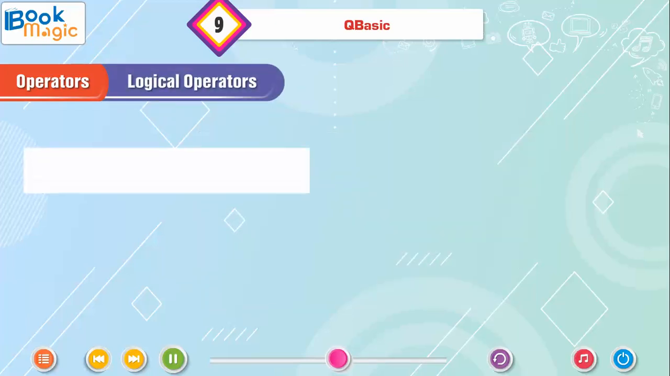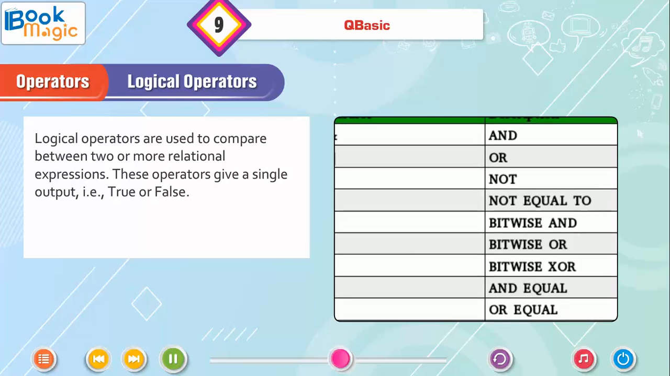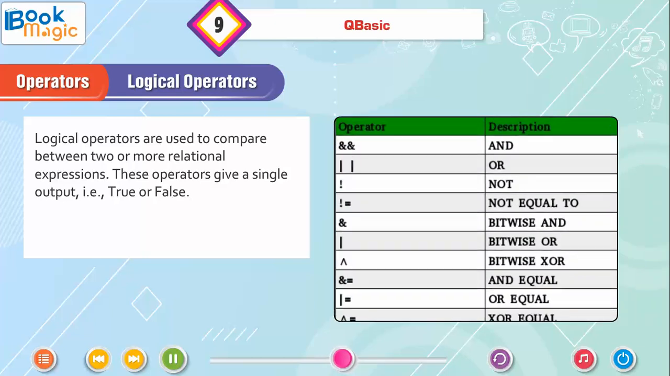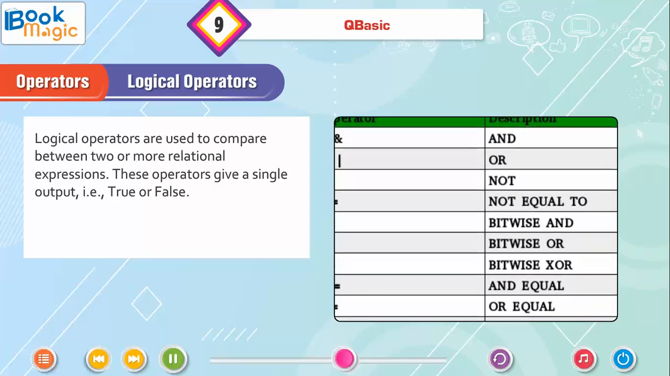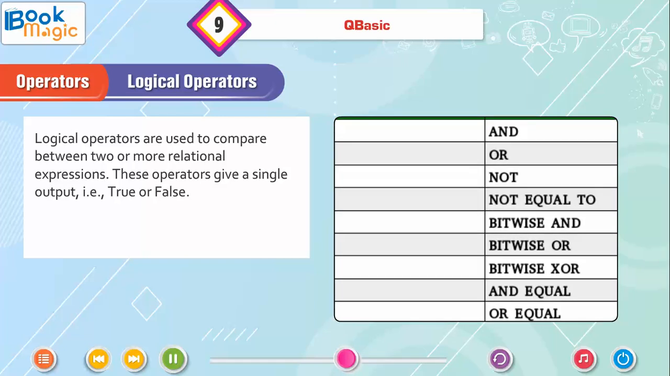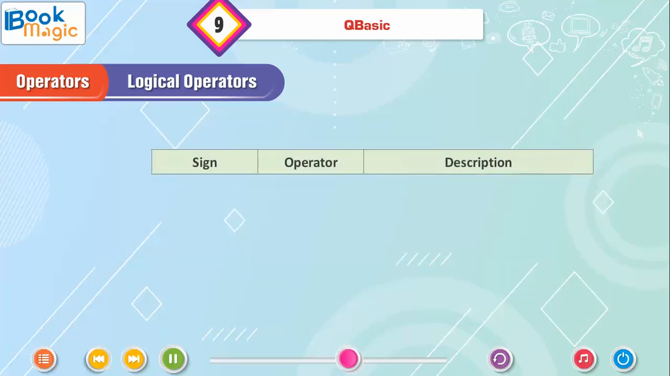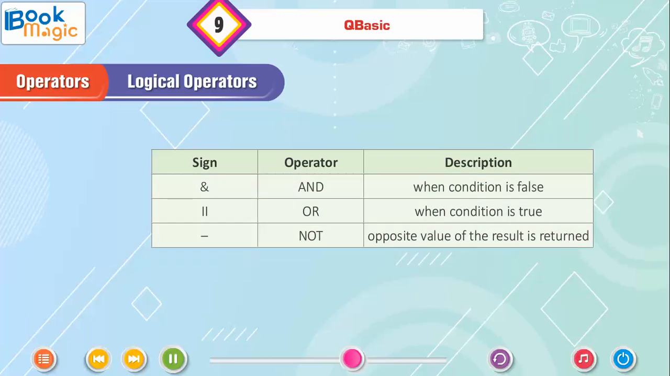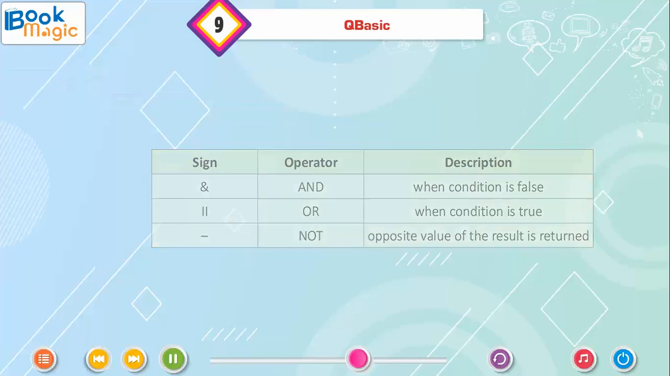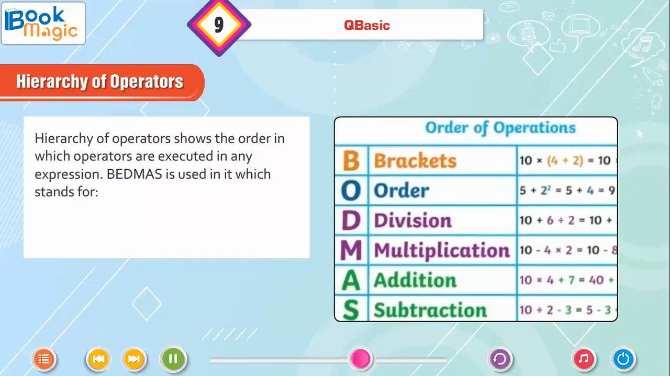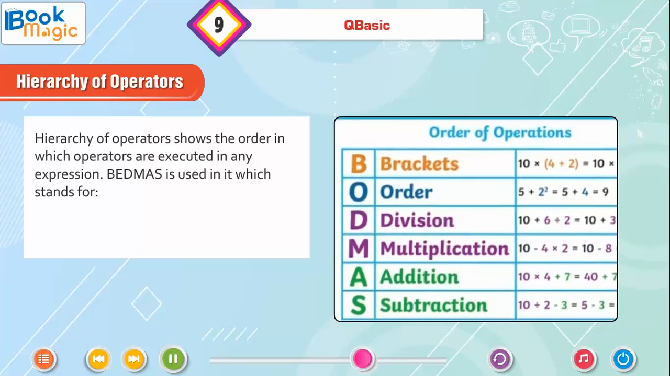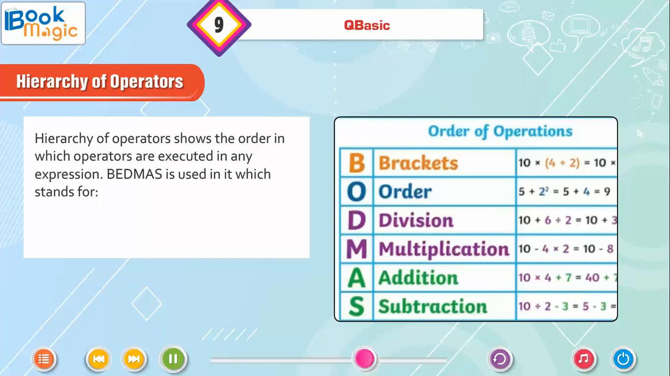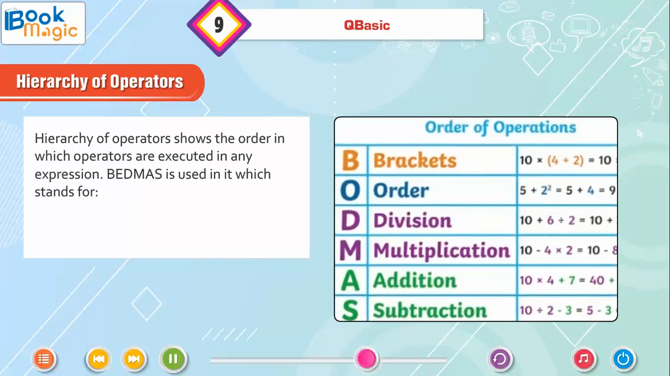Logical operators. Logical operators are used to compare two or more relational expressions. These operators give a single output, that is, true or false. Sign, operator, description: when condition is false, or when condition is true, not, the opposite value of the result is returned. Hierarchy of operators. Hierarchy of operators shows the order in which operators are executed in any expression.